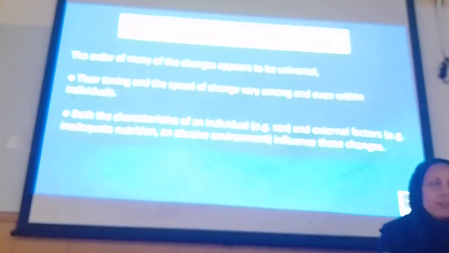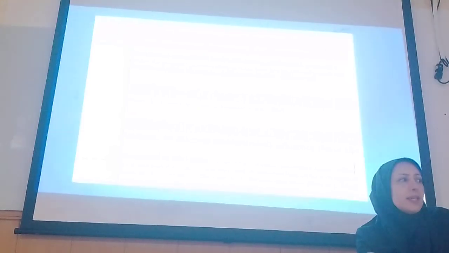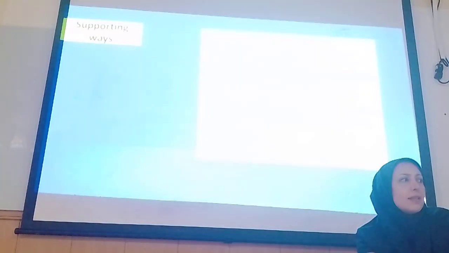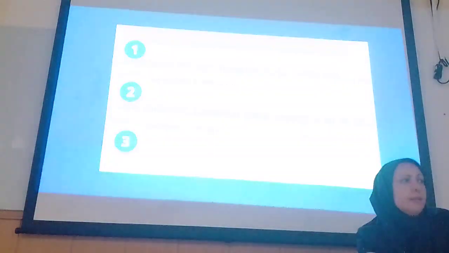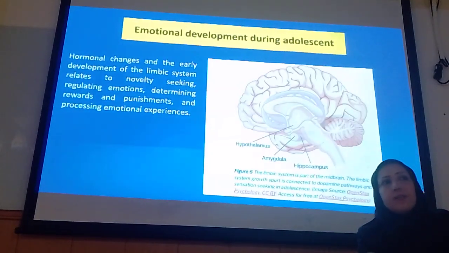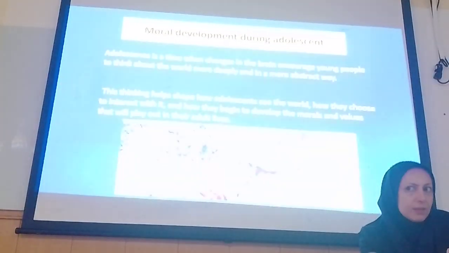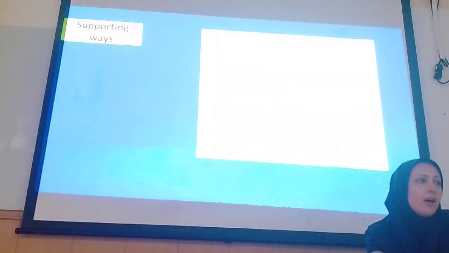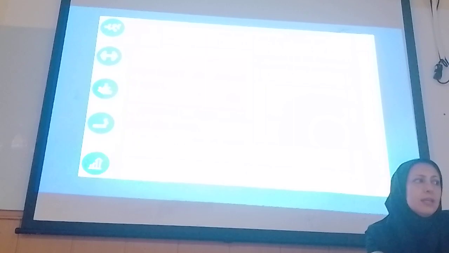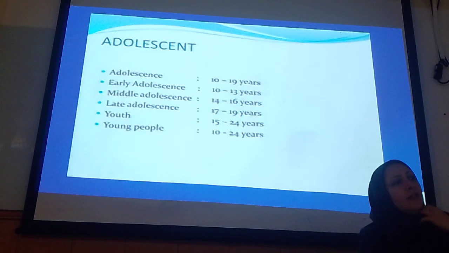The first one is physical development; sexual development and puberty are the subgroups of physical development. And the second one is cognitive development, to think and learn. The third one is emotional development, the effect of neurotransmitters on the limbic system and the prefrontal cortex. Then social development, and the last one is moral development. These are the developments that occur in the adolescence phase. And we talked about puberty and the time of adolescence. Adolescence time is 10 to 19 years.